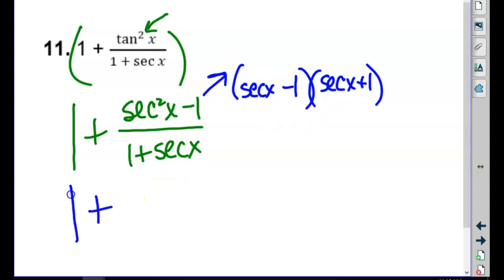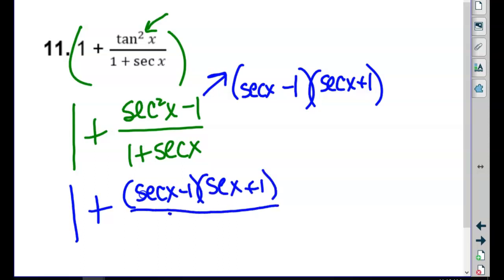So I have a 1 plus secant of x minus 1 times secant of x plus 1 all over 1 plus secant of x. Secant of x plus, oh, yeah, I wrote sex, nice. Okay, secant of x plus 1 and 1 plus secant of x, is that the same thing? Yes, it is. Now what?